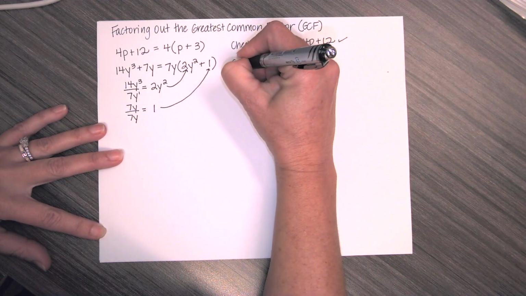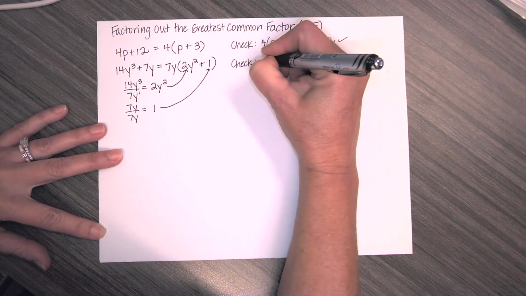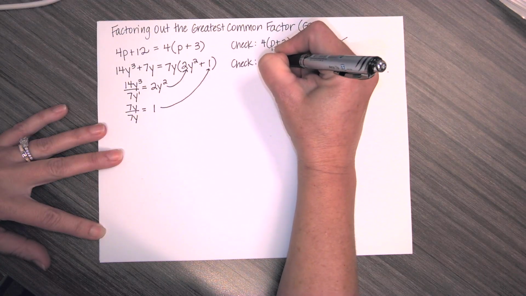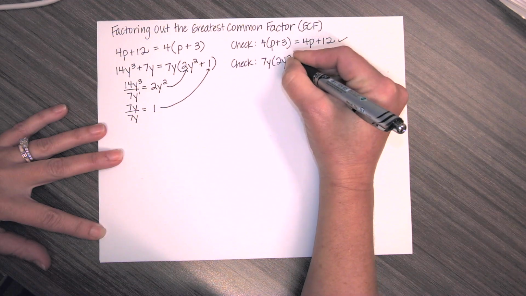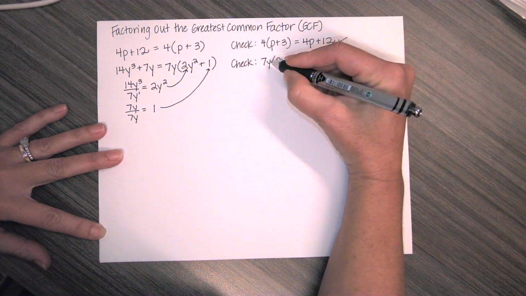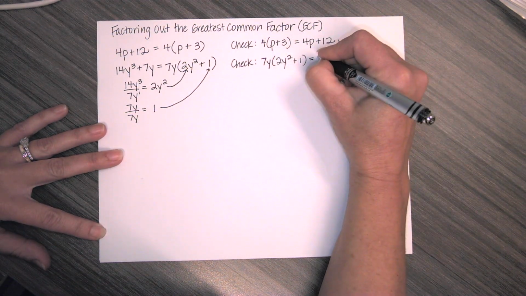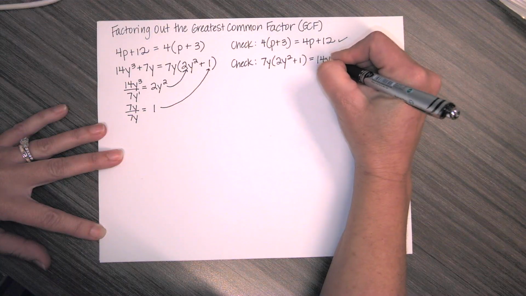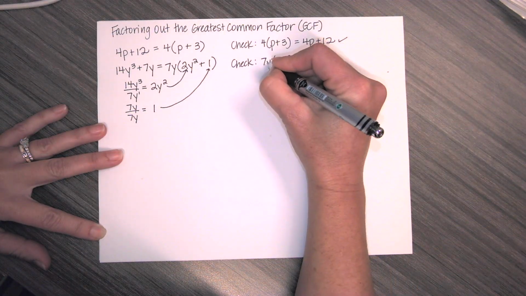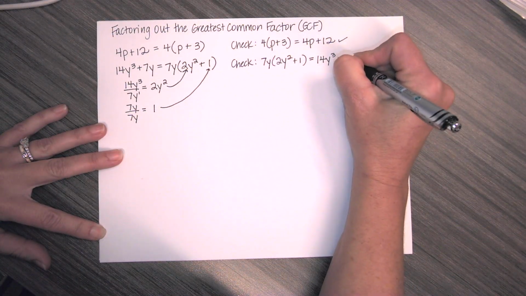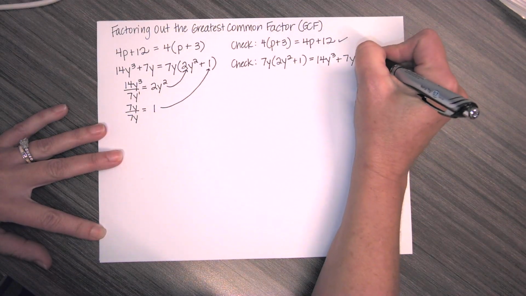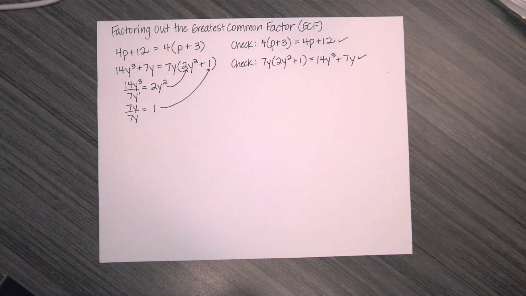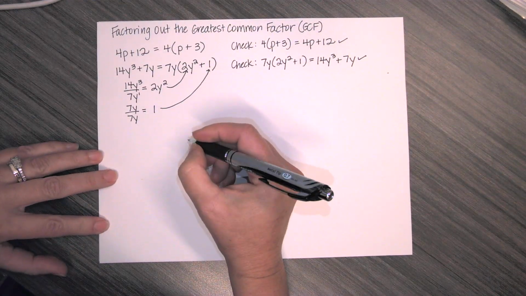Again, if you want to check that, you would distribute that back out. Let's see, 7y times 2y squared. When you multiply, you add your exponents, so you get 14y to the third, and then 7y times 1 is 7y, and we look and that matches what we started with. So we are correct on that one. Okay, let's try another one.